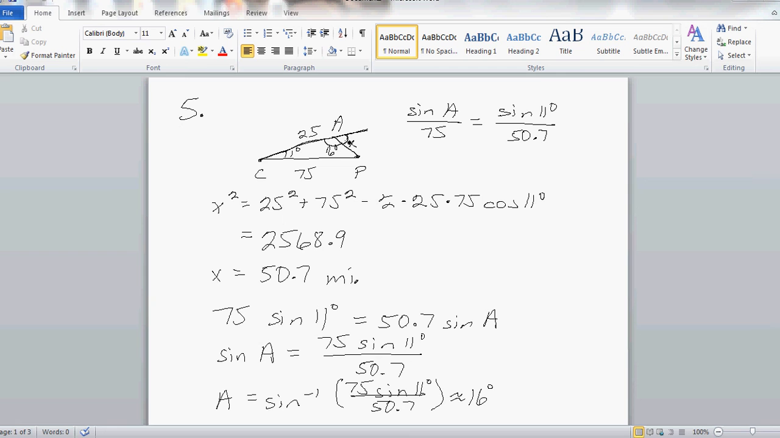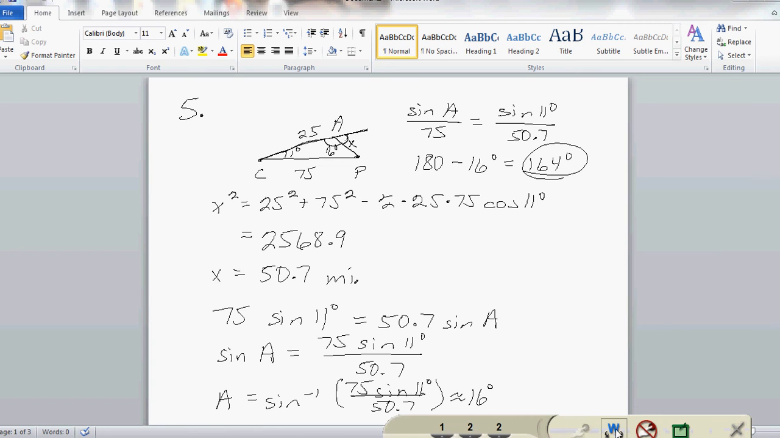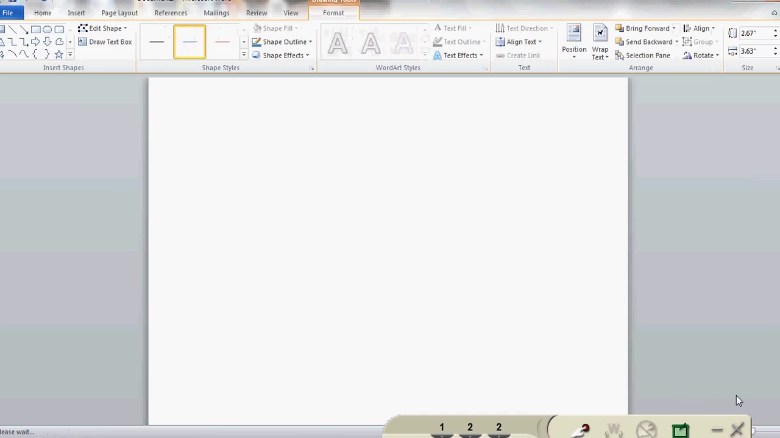So the actual angle that's going to be measured is 180 minus 16 degrees, or it's going to have to make quite a wide turn. It's going to have to turn at 164 degrees. That's what it's going to have to turn through. That answers the second part to that problem.